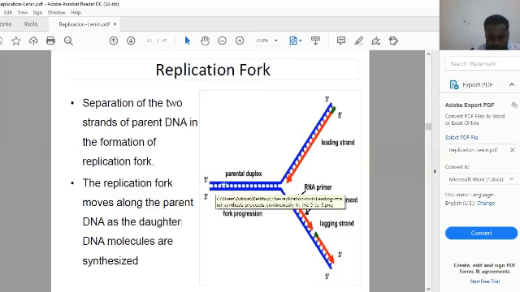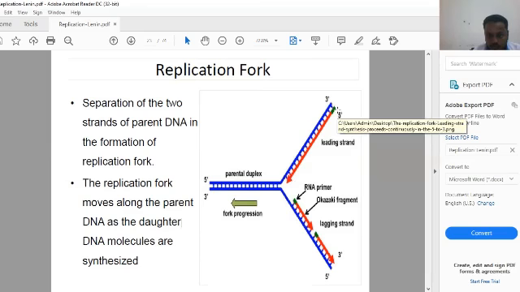You can see one is the parent DNA, and another is the fork region. Daughter DNA is synthesized in the 5 to 3 direction, and here the other strand is opposite to the 5 to 3 direction. First is the replication of the parent double helix: the leading strand and the lagging strand. The leading strand is synthesized continuously, and the lagging strand is discontinuous, formed from the RNA primer and Okazaki fragments. So the replication fork moves along the parent DNA as the daughter DNA molecules are synthesized.